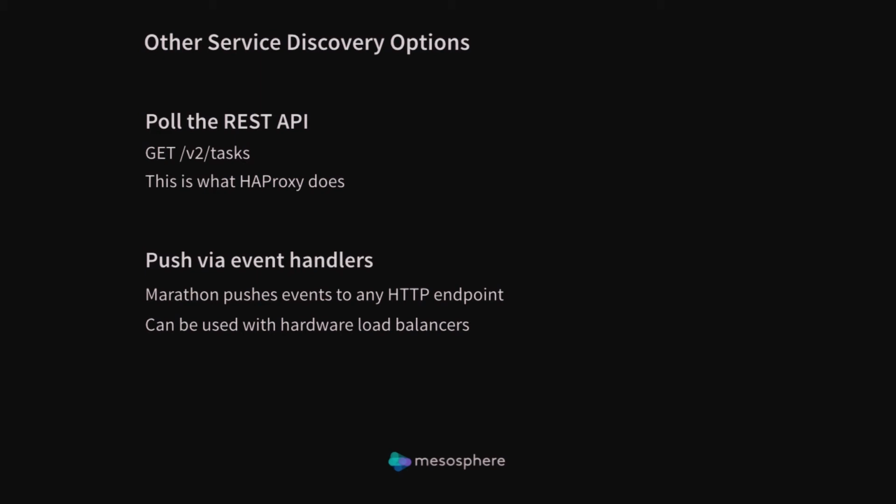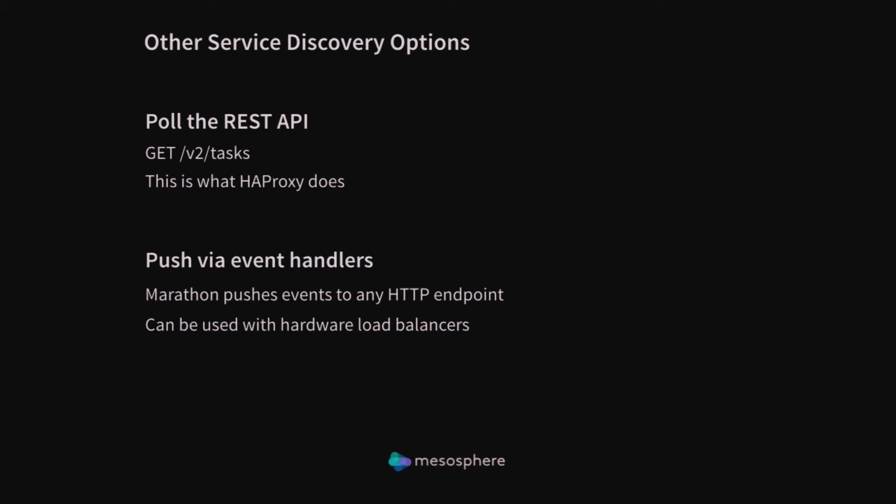The other option is you can push. Marathon has an event bus built in. So anything it does, any API requests it gets, any nodes coming and going, applications crashing, will fire off an event. And you can have Marathon push this to an HTTP endpoint that you specify. And then in there, you can do whatever you need to do. This can be used, for example, to configure hardware load balancers.